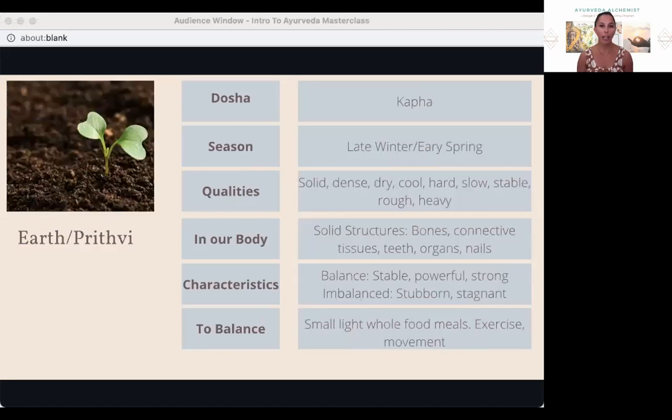And earth has the quality of being solid matter and stability. If you talk about an earthy person, you just know that they're that real stable, beautiful, solid natured person. So it governs form and substance, and it presents in the physical structures of the body, such as the bones, connective tissues, teeth, organs, so anything that is solid.